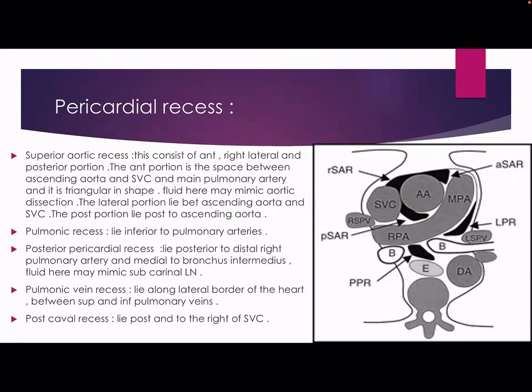The pulmonic recess lies inferior to the pulmonary artery. We also have the posterior pericardial recess, which lies posterior to the distal right pulmonary artery and medial to the bronchus intermedius. Fluid here may mimic a subcarinal lymph node. Pulmonic vein recesses lie along the lateral border of the heart between the superior and inferior pulmonary veins. Postcaval recesses lie posterior and to the right of the superior vena cava.